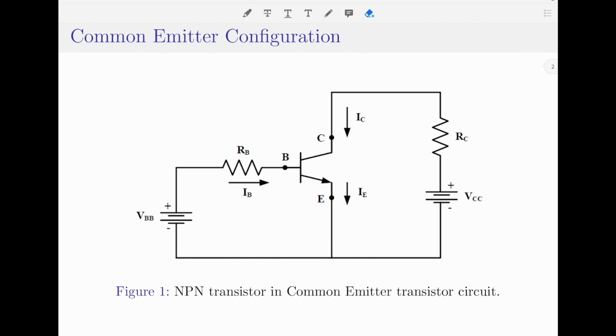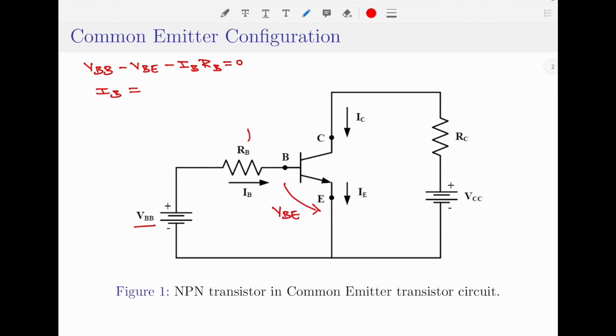Let me now discuss the mathematical analysis for the common emitter configuration circuit. Let us start the mathematical analysis by applying Kirchhoff's voltage law to the input loop, which involves VBB, RB and the voltage across the base to emitter. By applying KVL to the base to emitter loop, the resulting equation would be VBB minus VBE minus IB into RB equal to 0. If I rewrite this equation for the base current IB, I will obtain the expression as VBB minus VBE divided by RB.